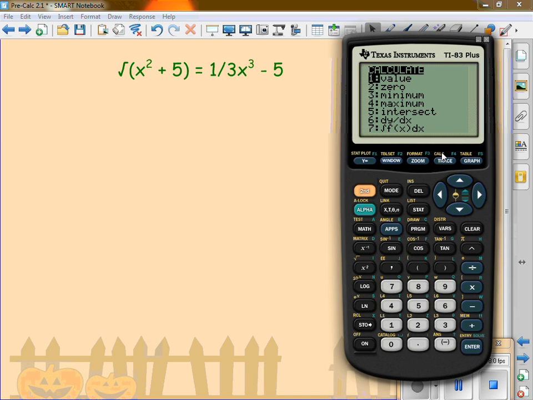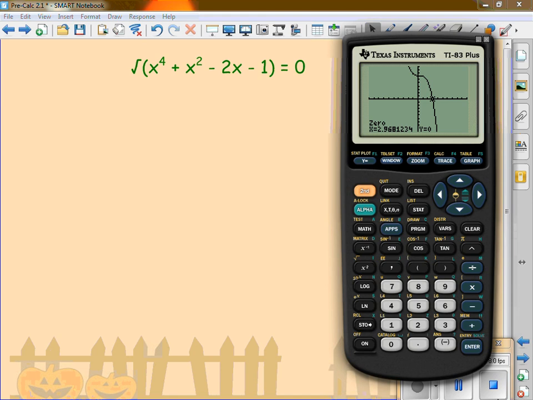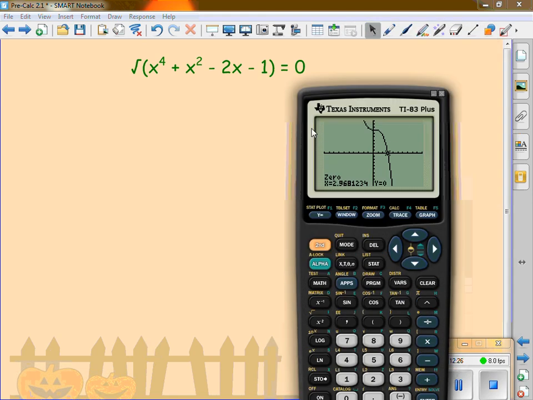Okay, second trace. My 0. My left bound, I'll just pick 0. My right bound, I'll pick 5. My guess is about 3. Doesn't matter how far left and how far right. My answer is 2.968, which is the same answer we got before. Either method works. Try this one.